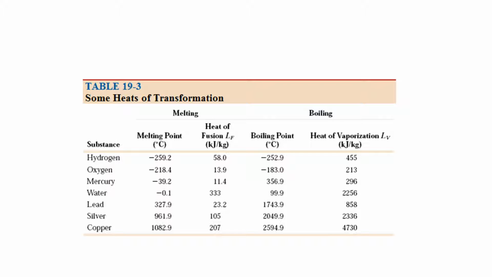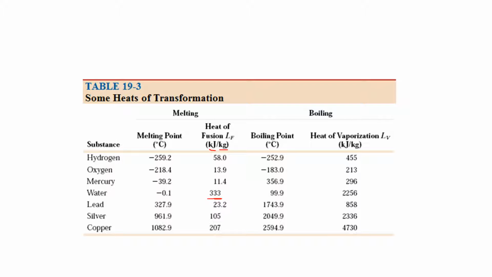And here is a summary table that shows some heats of transformation. So you'll notice here again, water is in the middle of this chart. It has a melting point listed as 0.1, although using a melting point of 0 is perfectly fine for everything that we do. The heat of fusion is 333. Note this is in kilojoules per kilogram, so it's also joules per gram, or you would read that as 333,000 joules per kilogram.